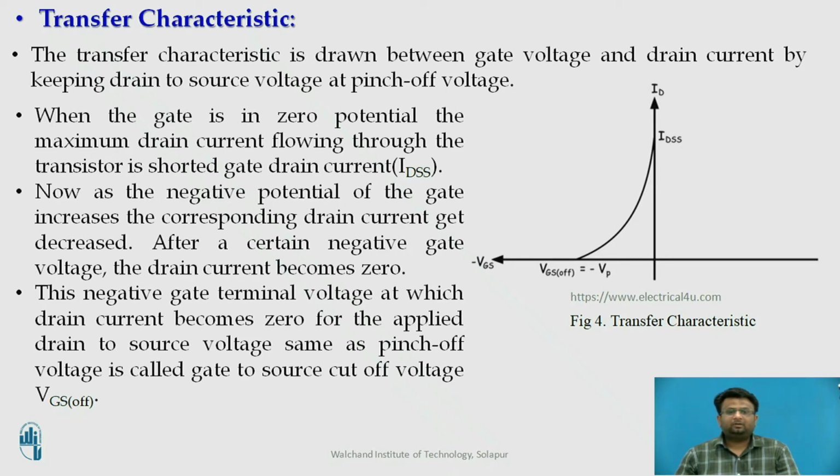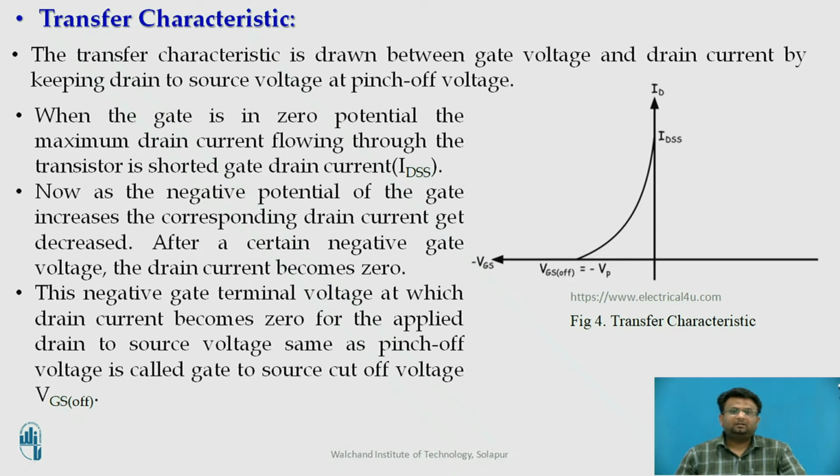The negative gate terminal voltage at which the drain current becomes 0, for the applied drain to source voltage same as the pinch off voltage, is called the gate to source cutoff voltage, that is VGS off. So you can see that VGS off is equal to minus Vp. At that point we have a zero drain current.